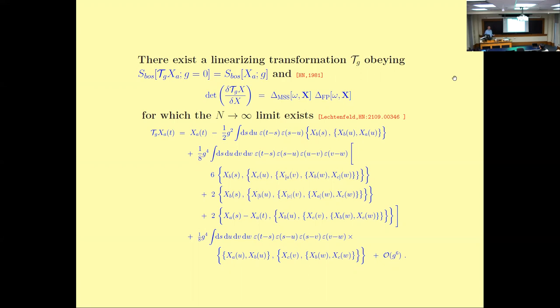And what does this mean? This means that I've now been able to map the theory to a quote unquote free theory, and it's such that I can work directly with N equals infinity. Let me repeat the important feature here. This is where supersymmetry is absolutely crucial: I have a Jacobian that is swallowed up by the fermionic determinant. If I'm in the purely bosonic theory, I could still try to do this, but then I would be stuck with this extra factor, which would produce all these delta of zero infinities.